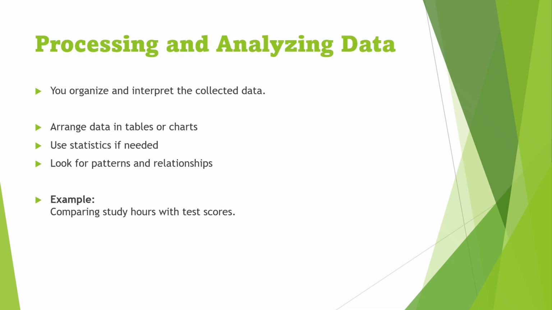For example, giving students a maths test and survey. The next process is processing and analyzing the data. As I said earlier, data collection is the main process in the research. After collecting the data, you have to process and analyze the data, because by that data only you are going to take a decision. So you have to organize and interpret the collected data, arrange the data in tables or charts, use statistical tools if needed, and look for patterns and relationships. Example, comparing the study hours with test scores.